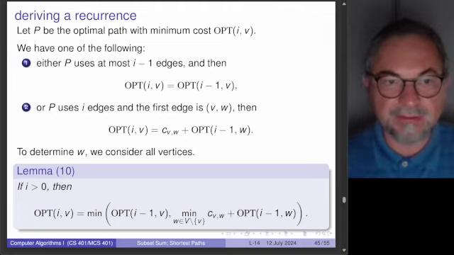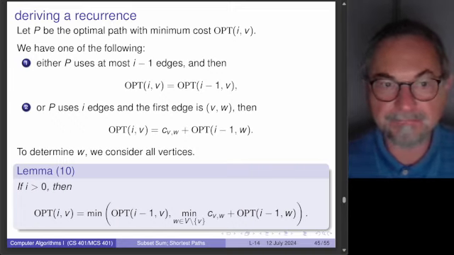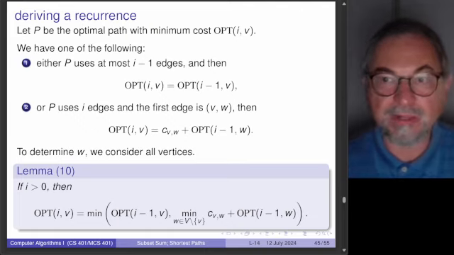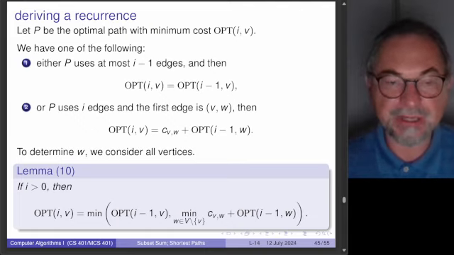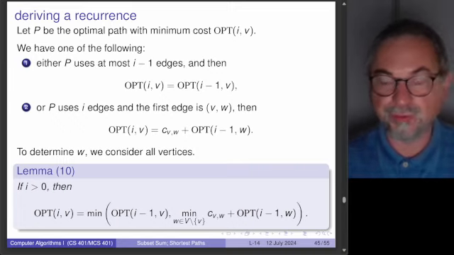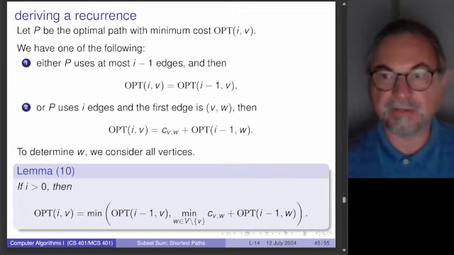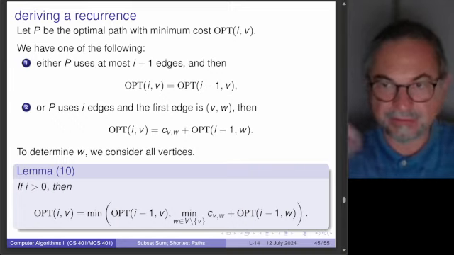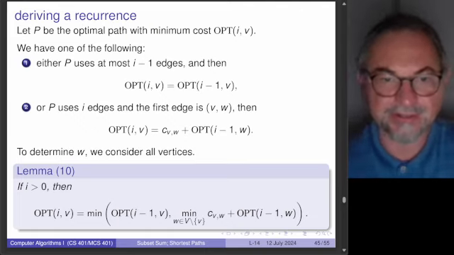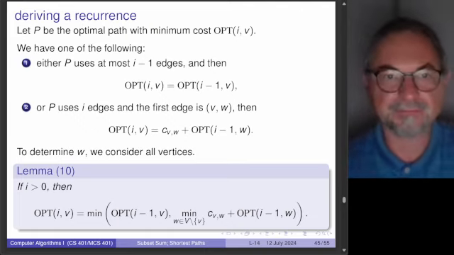So then we have a recurrence of these two cases. We will select the minimum of these two cases. So either we do not have i edges, that's the first case, or we do have i edges, and then we reduce to i minus 1 edges by considering the vertex that actually starts from the vertex v.